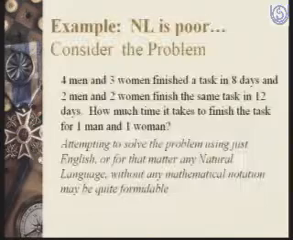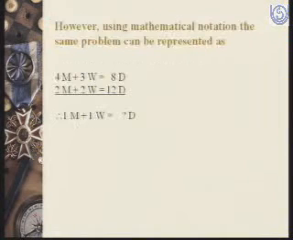We replace men by M, women by W, days by D, and so on, and the same problem which was expressed in English can now be defined mathematically as 4M plus 3W is equal to 8D, 2M plus 2W is equal to 12D. And the problem becomes how many days it will take 1 man and 1 woman. Friends, now it is a very simple problem which can be solved by a 6th or 7th standard student.